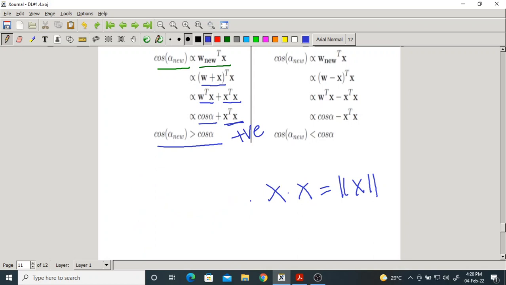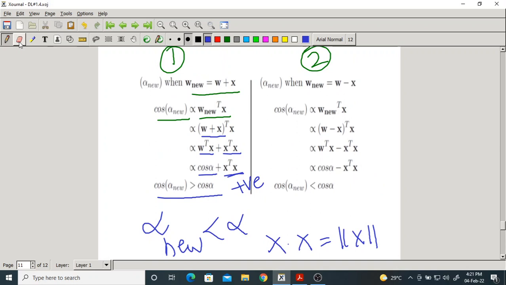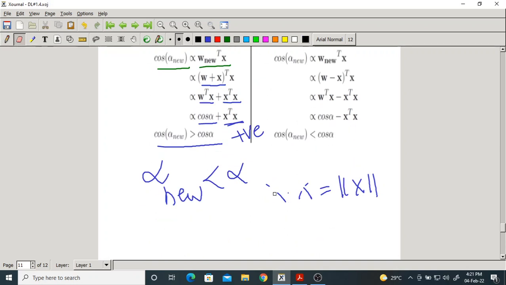So which is more, alpha nu or alpha? Alpha nu is less than alpha, because cos alpha nu is more than cos alpha. So the reverse will happen, right? It's a decreasing function of its argument. Right? Now here, what happens?